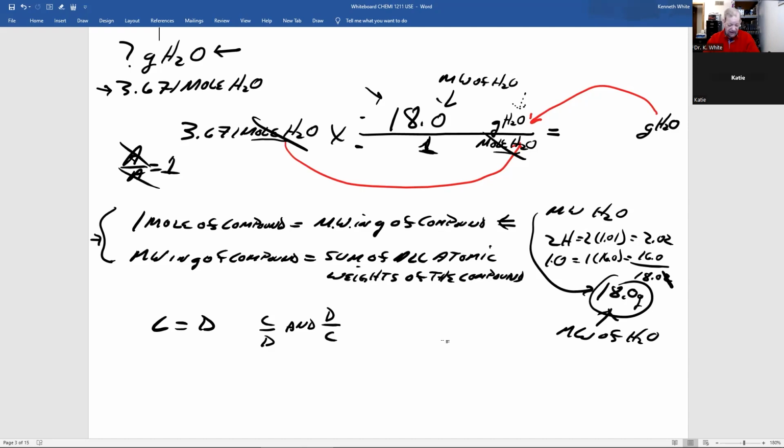3.671 times 18.0. And my calculator gives me the number. And you have to round this off. Notice this is 4 significant figures. This is 3 significant figures. The 1 is an exact number. It's not used in your calculation.